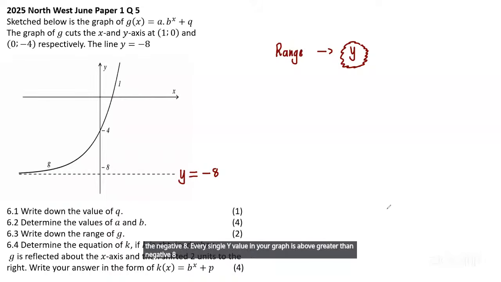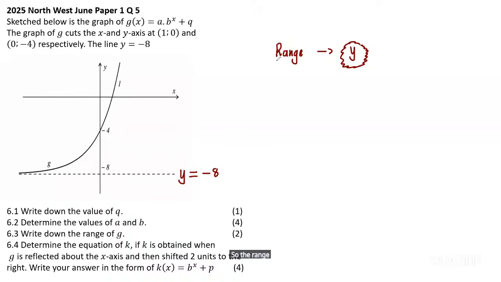So the range is very much tied to the asymptote of an exponential. Knowing the asymptote gives me an idea of the range.